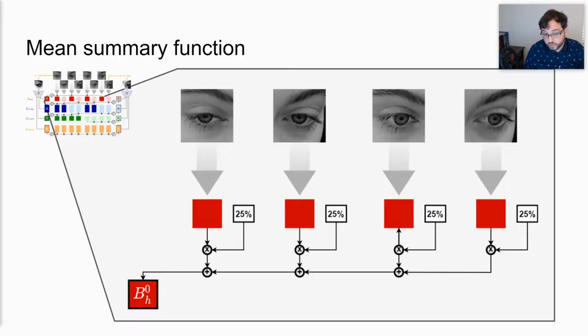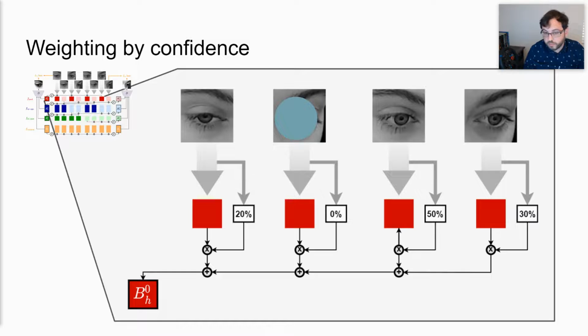The originally introduced summary function simply takes a mean of the representations to form a basis feature, here shown for just one camera view. However, this may not be ideal if one input view is corrupted or obscured. To address this, we modify the encoder to also output a single continuous confidence value for each representation type. This is then used to weight the mean, allowing for more confident views to have a greater impact on the basis feature, while also providing some interpretability to the model.